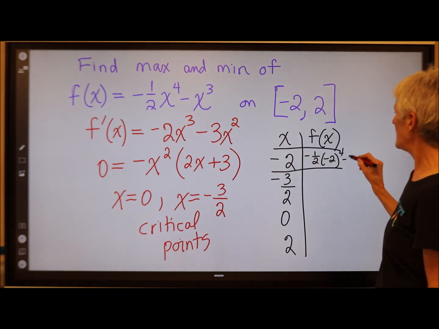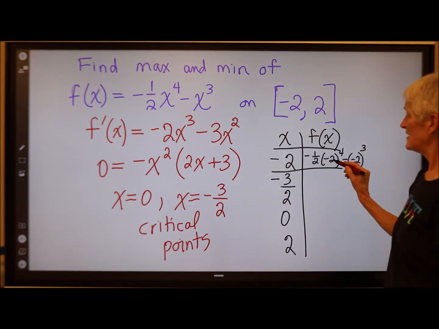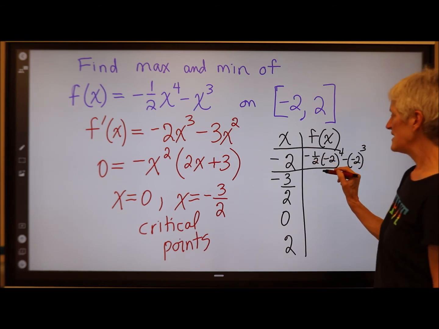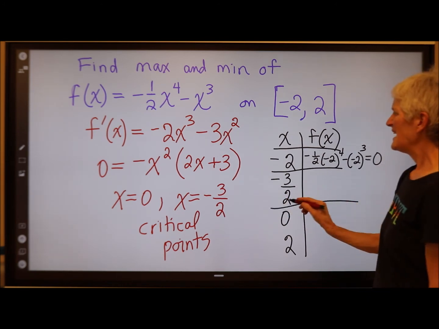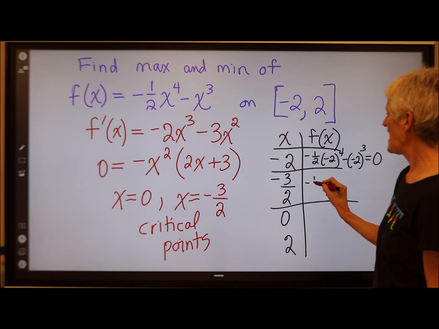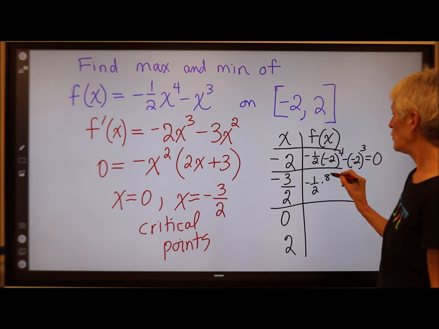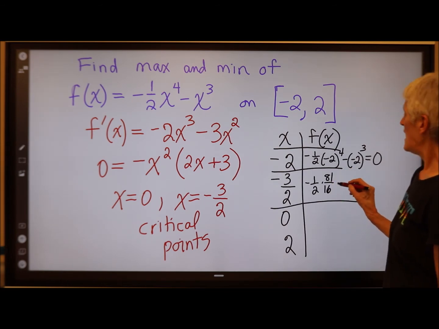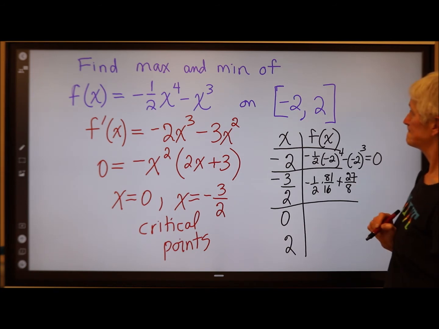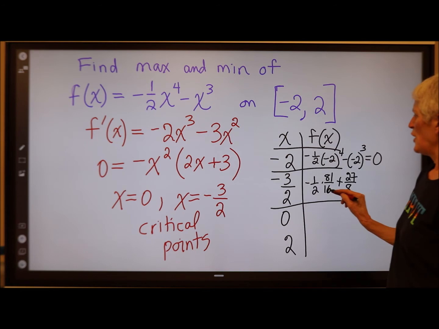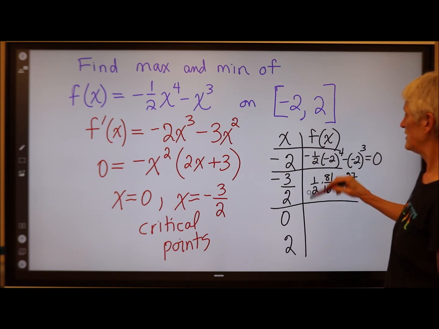And this can be a little annoying, but it's not as bad as you'd think. That's -2⁴ is 16 times -1/2, so that's -8 plus 8, so we have a 0 there. For -3/2, let's see, that's going to be -1/2 times 3⁴ is 81, 2⁴ is 16, and then minus a negative, so that's going to become a positive. 3 cubed is 27, 2 cubed is 8. Okay? So this does look a little annoying, but that's going to be -81/32. Let's go ahead and just do that.